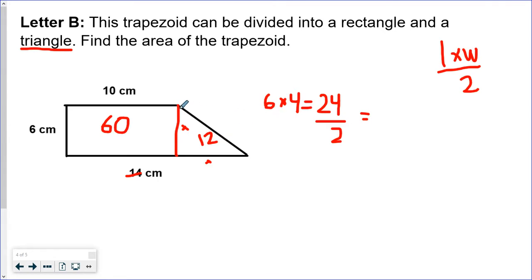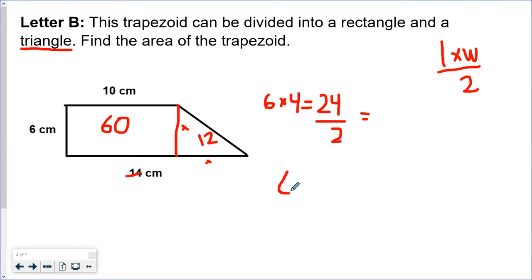Okay, so hopefully you remember. Let me review what I just did here. If this is 6 centimeters, this also is 6 centimeters. That's where I got that 6 from. To figure out this number here, I'm going to take the whole 14, and I'm going to subtract 10 to find the missing number. 14 minus 10 is 4. There's my 4. So I did 6 times 4, which is 24. And then since I'm finding the area of a triangle, I have to divide that number by 2. 24 divided by 2 is 12.